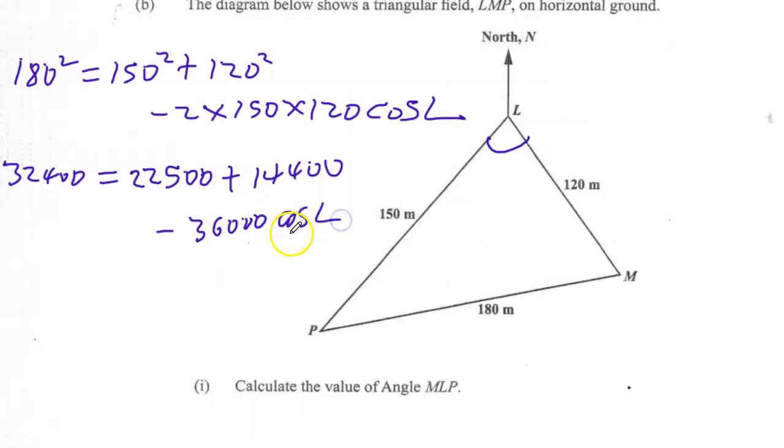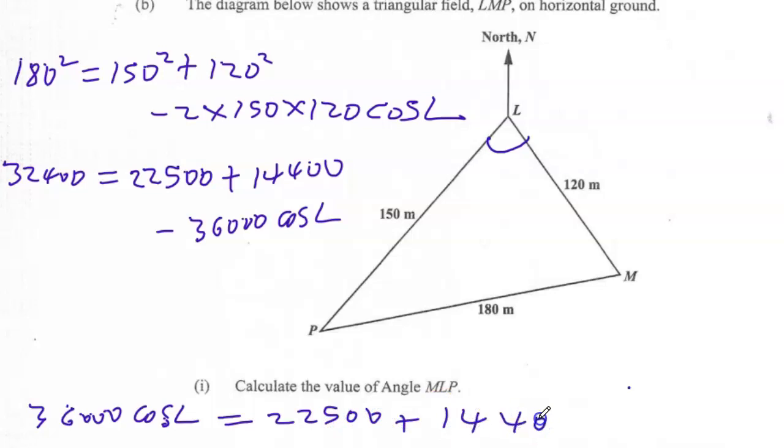So we can do some transposing here. I'm going to transpose for cos L. So I'm going to group this 36,000 and put it on the left hand side. Positive 36,000 cos L is equal to, grouping everything else on the right hand side now, 22,500 plus 14,400 minus 32,400.